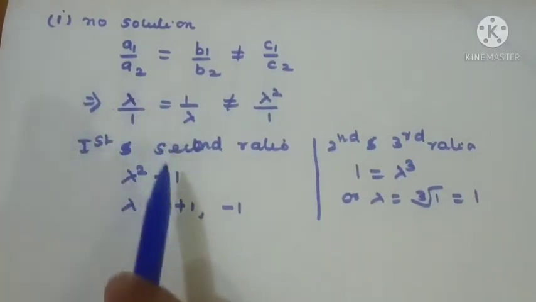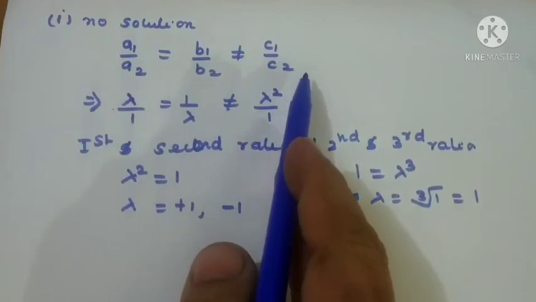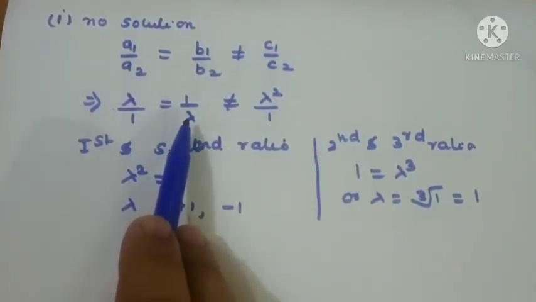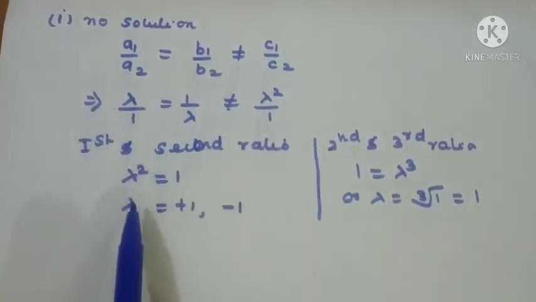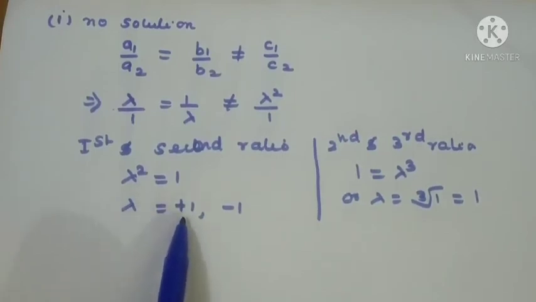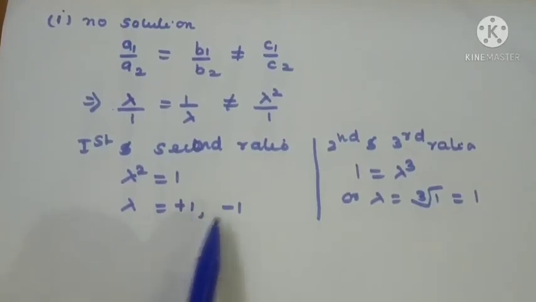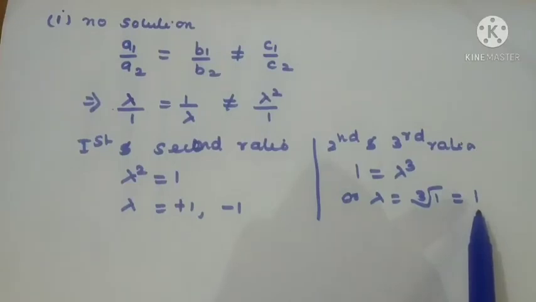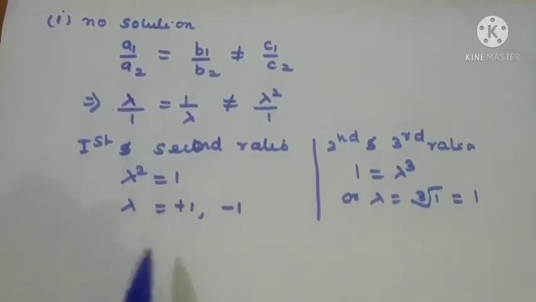First question is no solution. So a1 by a2 equal to b1 by b2 not equal to c1 by c2 means the lines are parallel. Lambda by 1 equal to 1 by lambda not equal to lambda square by 1. From the first and the second ratio we are going to get lambda equal to plus 1 and minus 1, because lambda square is 1. Square root of 1 is plus 1 or minus 1 is possible. From the second and third ratio we are going to get lambda not equal to 1. So two values we are getting, lambda equal to 1 and lambda equal to minus 1.